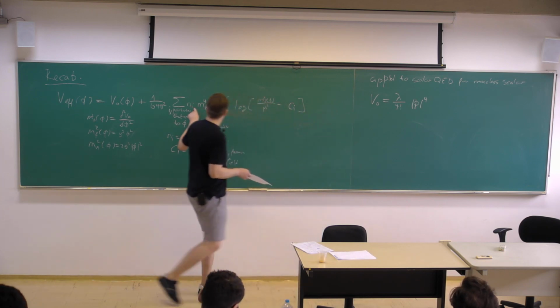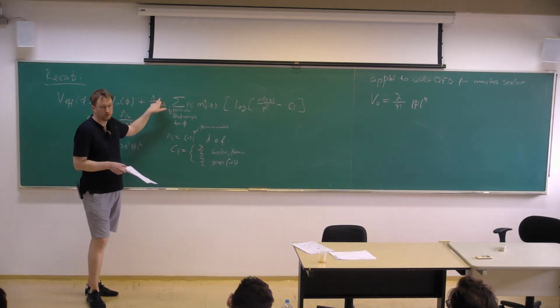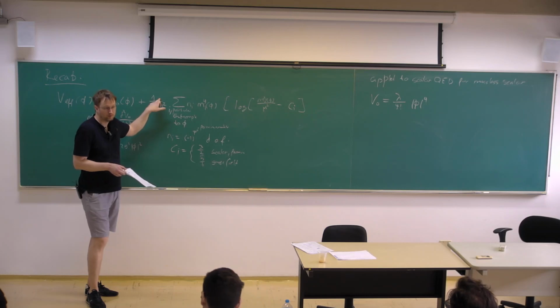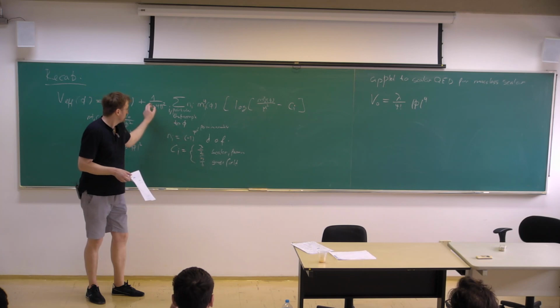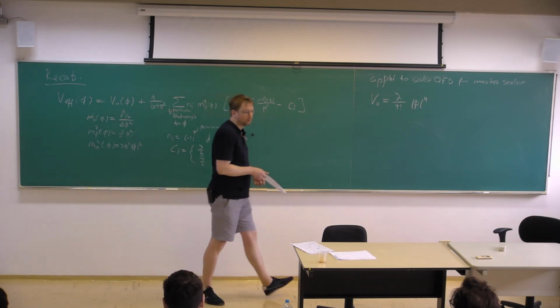Remember, there was simply this minus sign for the fermion in the formula that we had, so there's a -1. And then for the fermion there was a 4, because there are 4 degrees of freedom for a Dirac fermion.